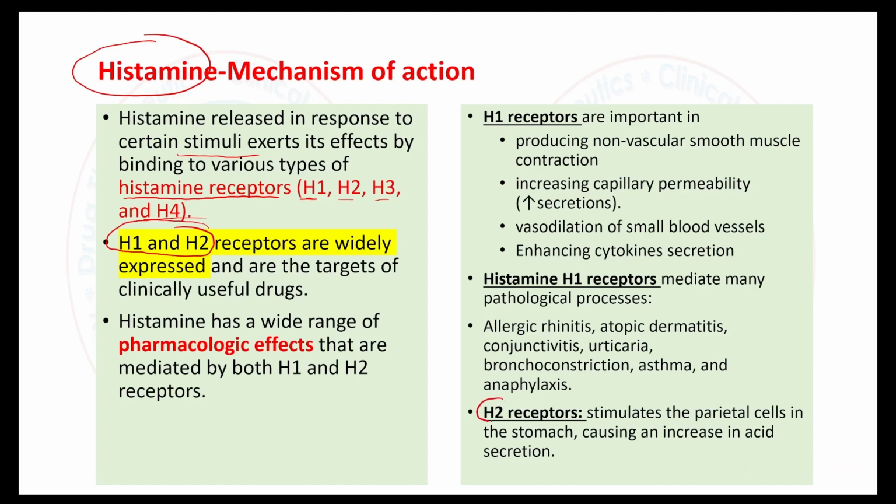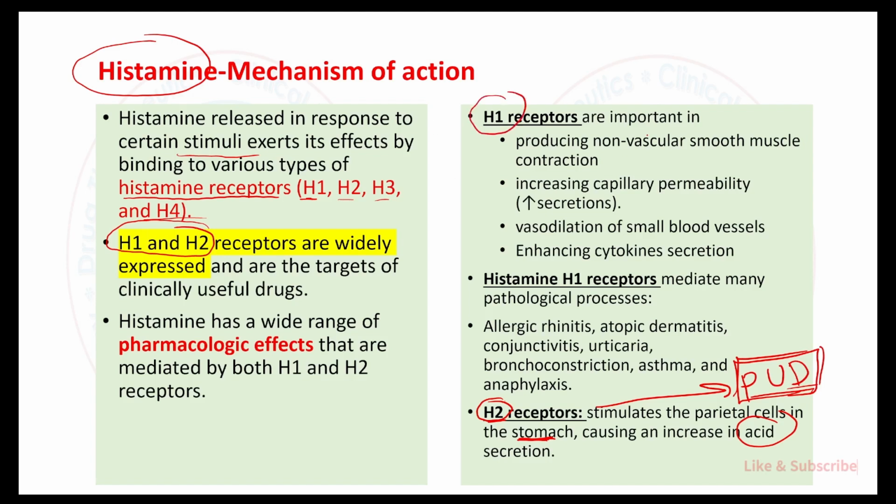We need to remember that the histamine 2 receptor is mainly available in the stomach and is responsible for acid secretion, and sometimes may cause peptic ulcer disease. It's not our topic today, but if you are interested, I refer you to the lecture regarding peptic ulcer disease. Okay, what happened here? We talk about the H1 receptor.